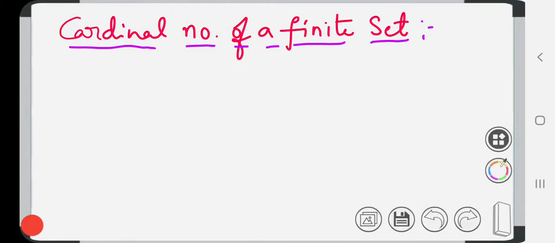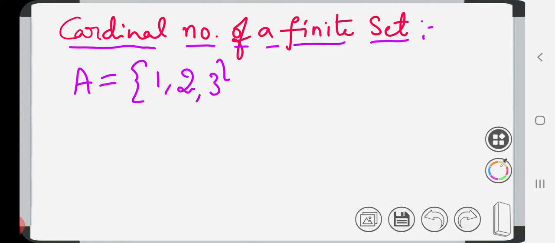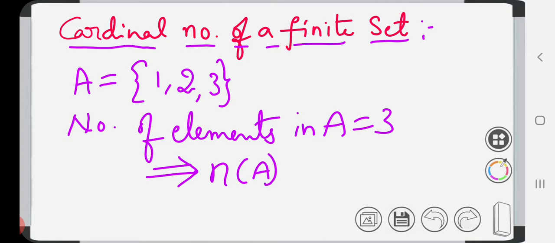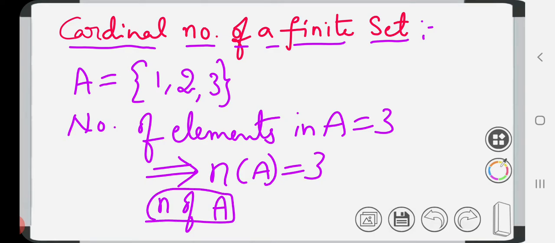Now we will see the cardinal number of a finite set. The number of elements in a finite set is called the cardinal number. For example, consider the set A is equal to {1, 2, 3}. Here the number of elements in A is equal to 3. Therefore, the cardinal number is equal to 3. We write this as n of A is equal to 3. We read it like this, n of A is equal to 3.